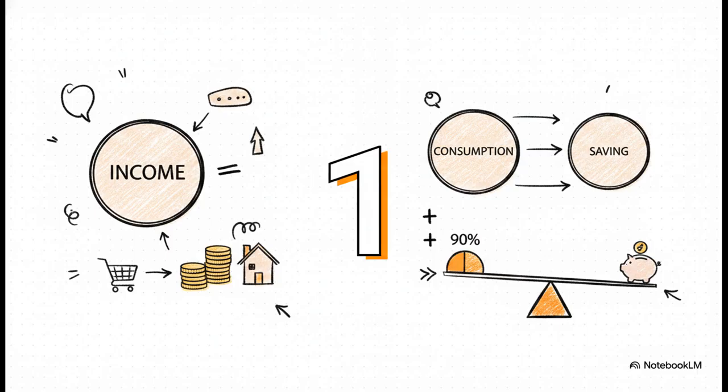I absolutely love how clean this is. The sum of the average propensity to consume and the average propensity to save is always exactly 1, at all levels of income. If you find out a society is consuming 90% of its total income, you don't need to do any complex research to find its savings rate. You know with absolute mathematical certainty that they are saving exactly 10%.